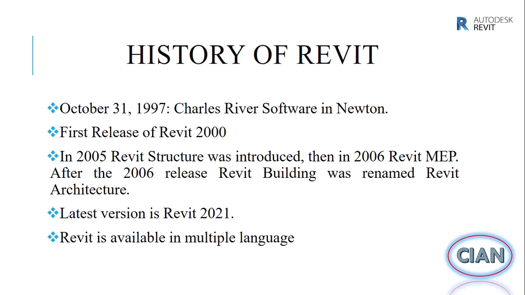Autodesk released several versions of Revit after 2004. In 2005, Revit Structure was introduced. Then in 2006, Revit MEP. After the 2006 release, Revit Building was renamed Revit Architecture. The latest version of Revit is 2021. It is available in multiple languages.